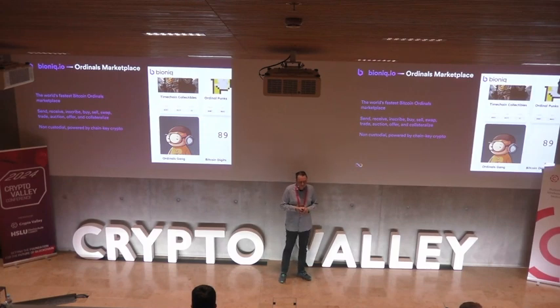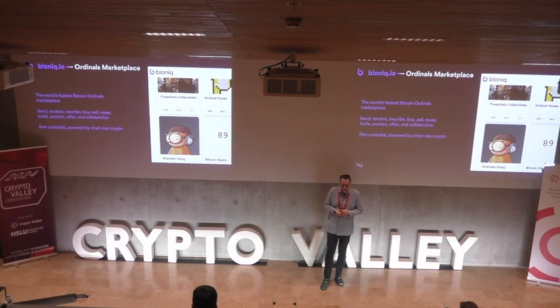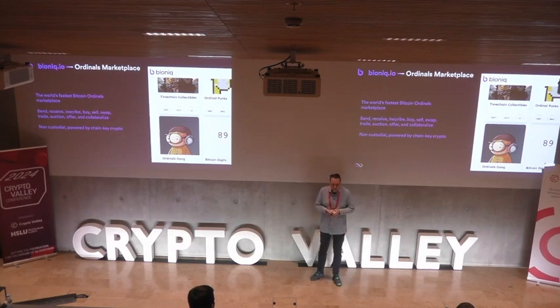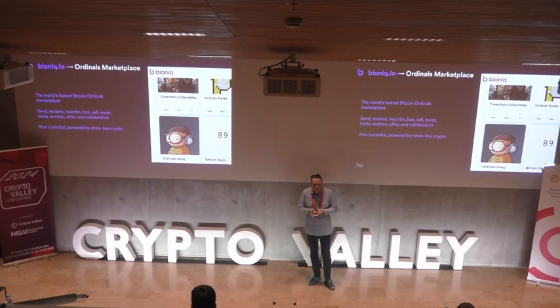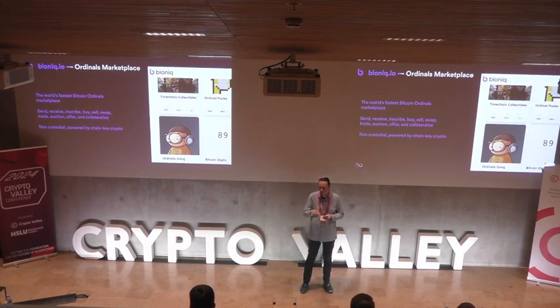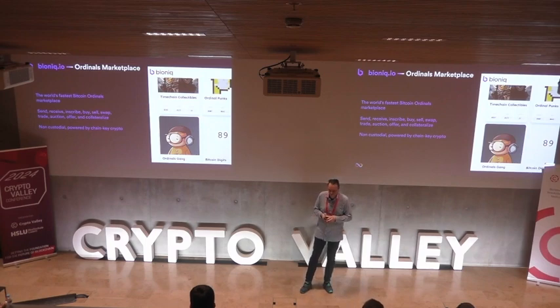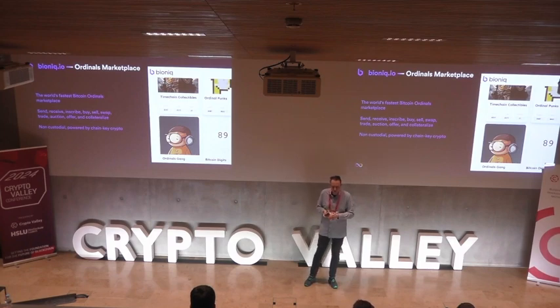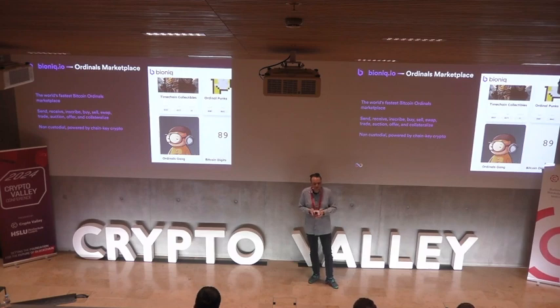Another interesting project, Bionic.io, an ordinals marketplace. It's the world's fastest Bitcoin ordinal marketplace, and you can do all kinds of stuff with ordinals, like sending, receiving, inscribing, buying, selling, swapping, and so on. And soon, with the upcoming Schnorr signature scheme, they will also be capable of issuing inscriptions on the Bitcoin network fully on-chain using the Schnorr threshold protocols. This will be very nice because it will be the first ordinals marketplace worldwide doing that fully on-chain. And of course, it's all non-custodial, powered by chain key crypto.